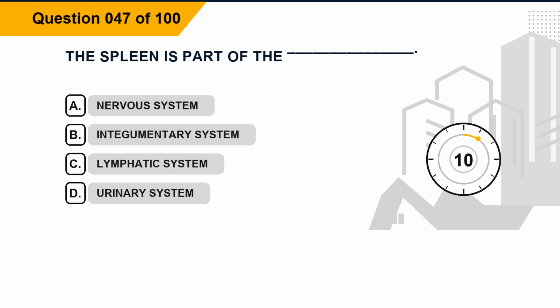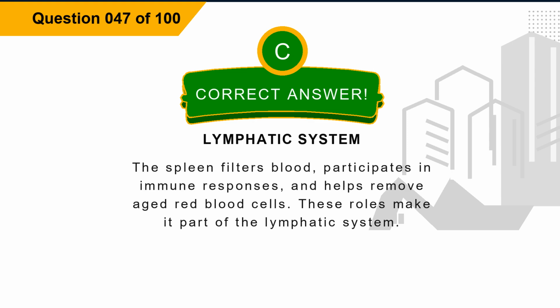Question 47. The spleen is part of the blank. Option A, nervous system. Option B, integumentary system. Option C, lymphatic system. Option D, urinary system. The correct answer is option C, lymphatic system. Explanation: the spleen filters blood, participates in immune responses, and helps remove aged red blood cells. These roles make it part of the lymphatic system.